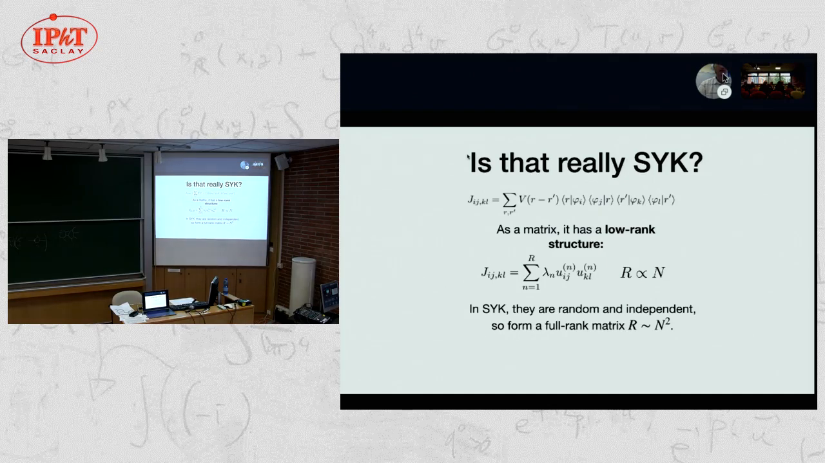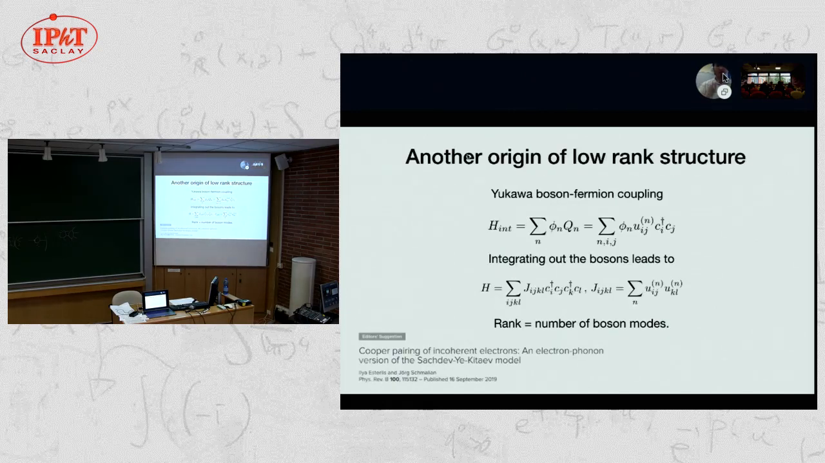So let's see whether there are other examples. Actually, there are other examples, and I will show two more examples more briefly. Another origin of this low-rank structure comes from the Yukawa boson-fermion coupling, which was first noticed in the study that I cited below by Esterlis and Schmalian, motivated by Cooper pairing in strongly interacting materials. So they considered a model where you couple fermions to bosons. In the first line, I wrote the interacting part of their Hamiltonian in a symmetrical way.